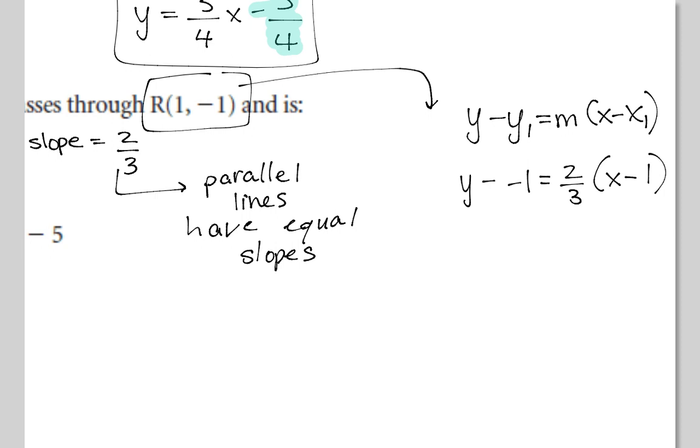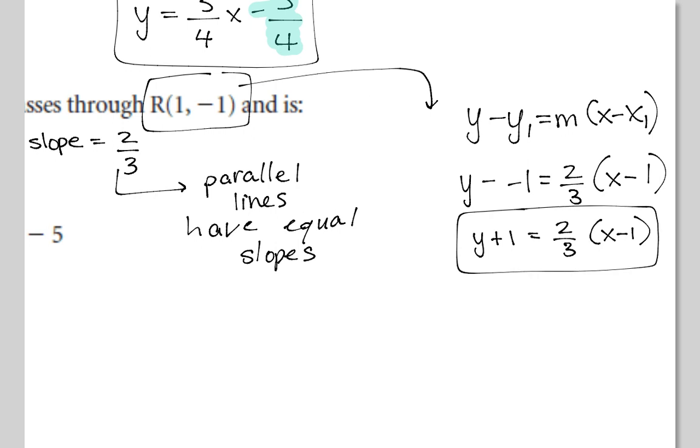Now we can simplify. We get y plus 1, 2/3 outside of x minus 1. Do you have to convert that to mx plus b form? Only if you're told. This is fine. You can leave it there. This is good work. This is worth marks. This is good stuff. A more advanced student will be able to convert this to mx plus b using algebra. That's a tough skill. Make sure you really try to practice that.